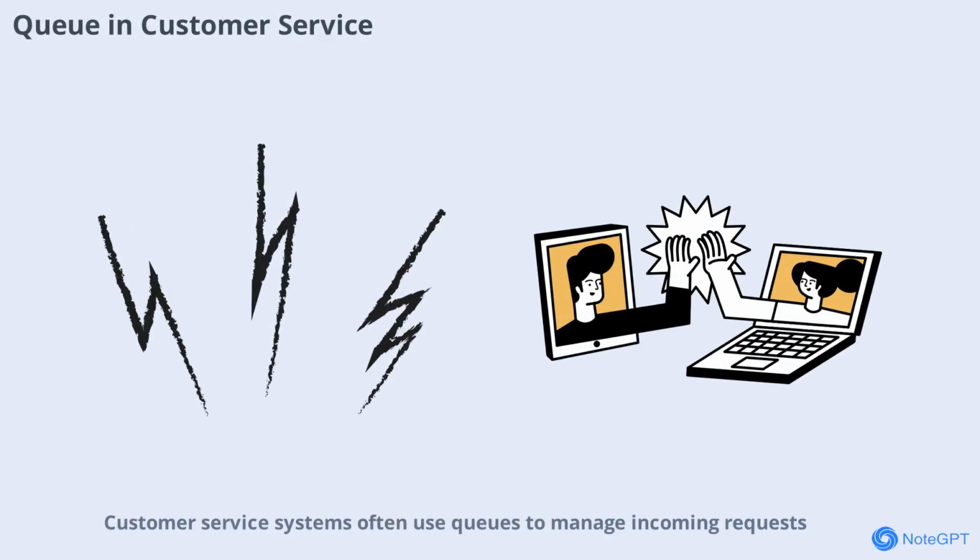Customer service systems often use queues to manage incoming requests. Whether it's phone calls, emails, or chat messages, each request is placed in a queue and handled in order. This approach ensures that every customer is served fairly and efficiently, improving overall satisfaction.